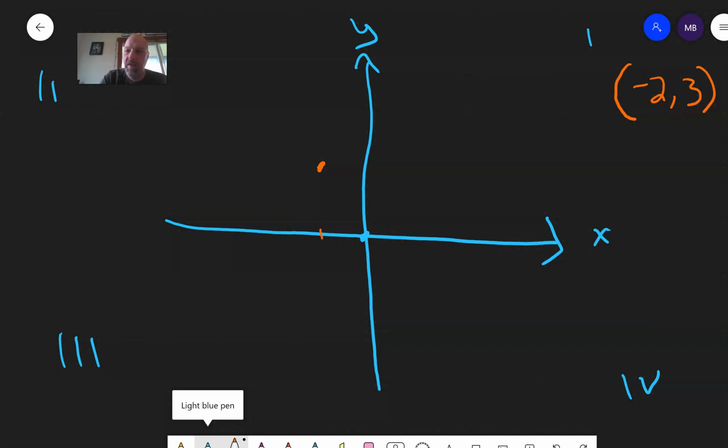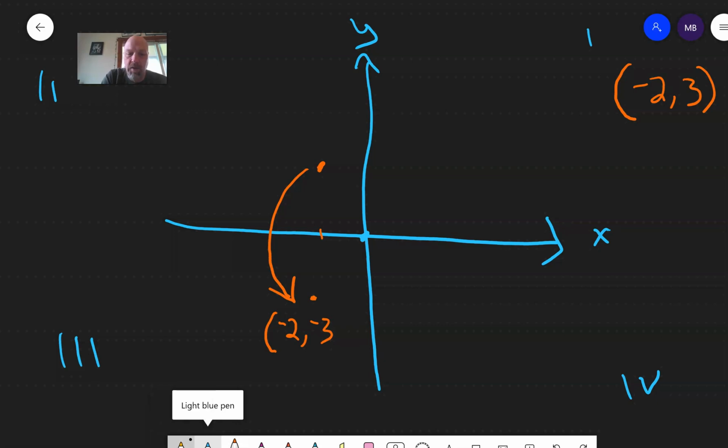Now, the x reflection is going to be over the x line, right? So where is this going to be? It's going to be down here. And this one is going to be, so it's going to be still -2. The x is the same, -2, but now it's going to be -3. So this is the reflection, sorry, I keep saying translation, over the x-axis.